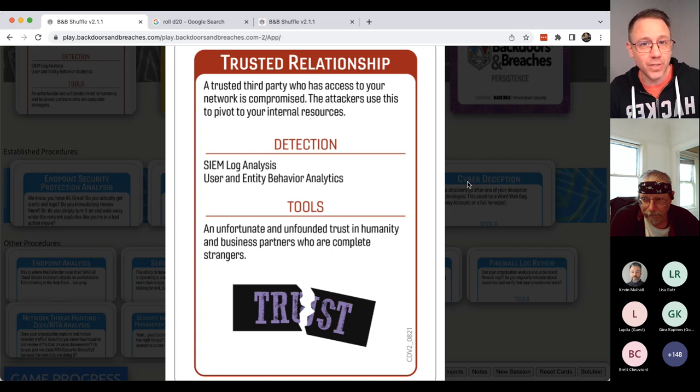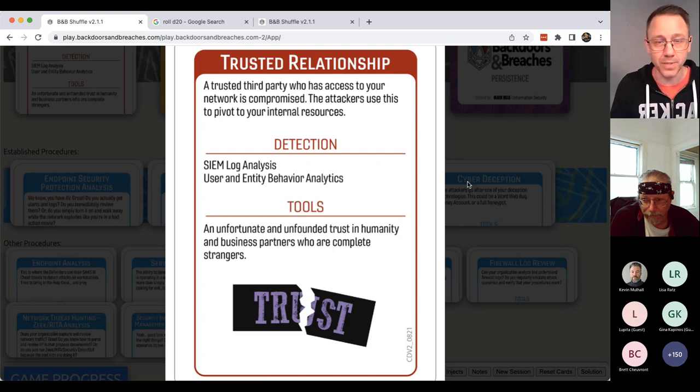Because the tool to do this type of attack is an unfortunate, unfounded trust in humanity and business partners who are complete strangers. That's true. You have people out there that you've given access to your network who you do not know, and you don't know when they fire people. You don't know when they hire people.